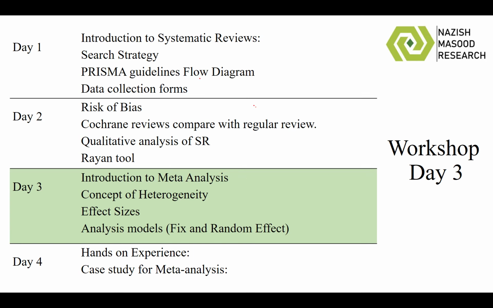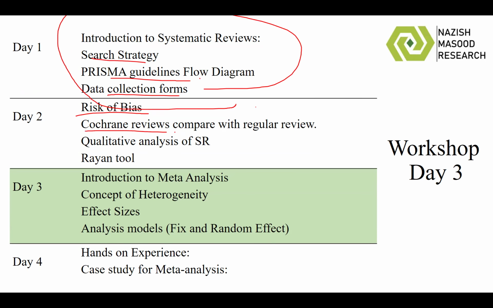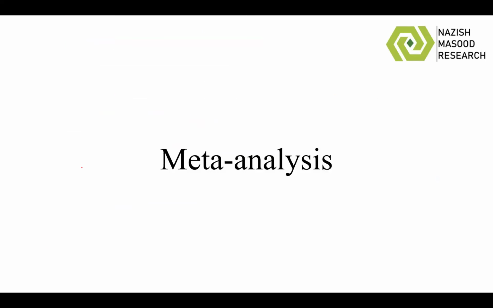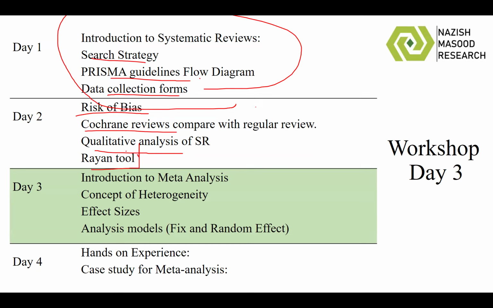So till now, what we have done is that we have covered search strategy, Prisma guideline, data collection forms. That was day 1. Day 2, we covered risk of bias. In day 2, we covered what are Cochrane reviews, general understanding, and then you can go through the Cochrane database for further understanding. We covered qualitative analysis of systematic reviews, and then we covered the Rayyan tool. That's all for day 2.